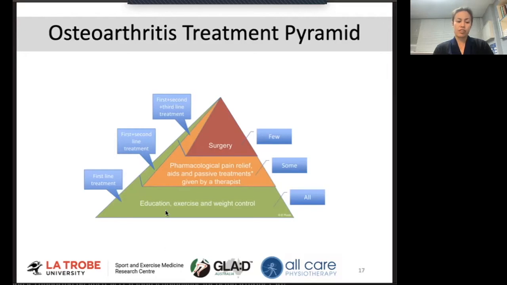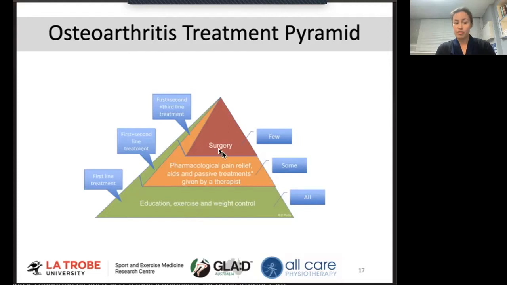If the first line of treatment, education, exercise, and weight control, doesn't lead to a satisfactory outcome, it could be complemented with these second line treatments. So pain relief, TENS, manual therapy, braces, shoe insoles, other mobility aids, injections, etc. However, it's important to remember that these second stage strategies cannot address the range of factors contributing to pain and disability. So those factors we talked about before, such as muscle strength. The only way to improve muscle strength is exercise.